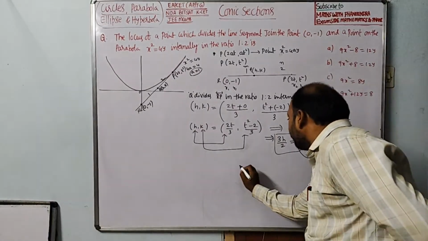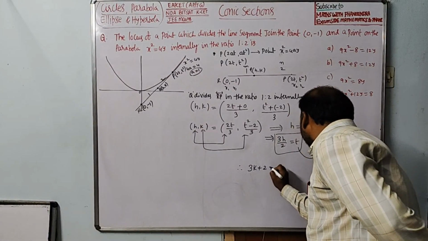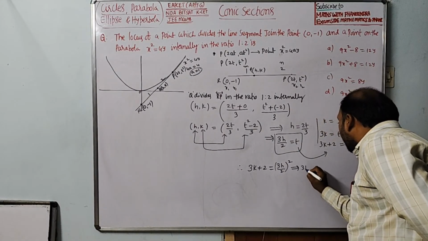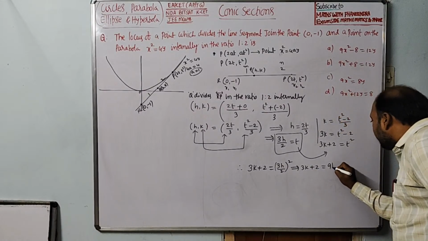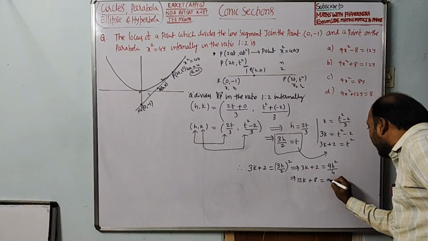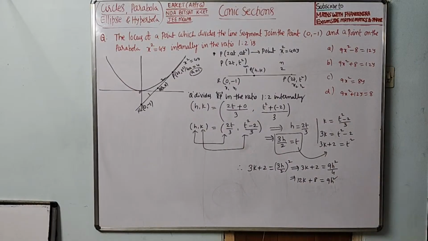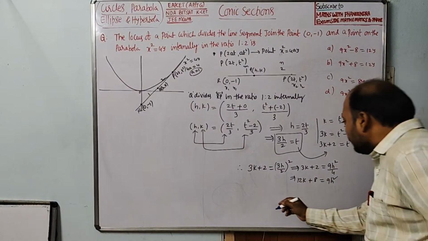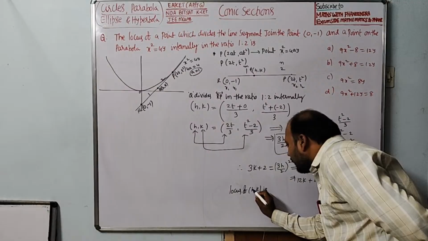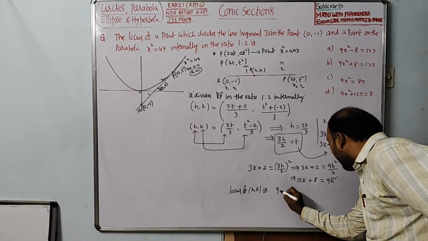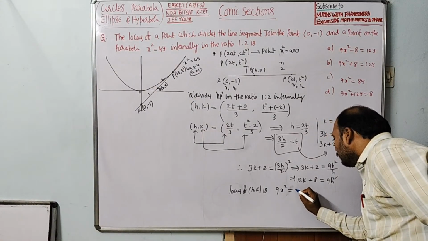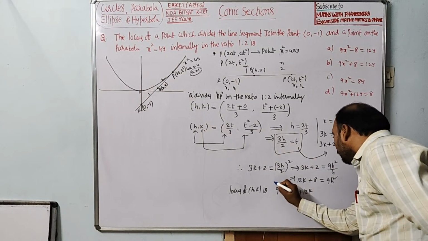So therefore 3k plus 2 is equal to t square, meaning (3h by 2) whole square. That implies that 3k plus 2 is equal to 9h square divided by 4. Cross multiply, so 12k plus 8 equal to 9h square. They are asking to find the locus of the point. Now wherever h comma k is, replace with the locus x comma y. So wherever h is there x, k is there y. Therefore 9x square is equal to 8 plus 12k. Sorry, 12y.